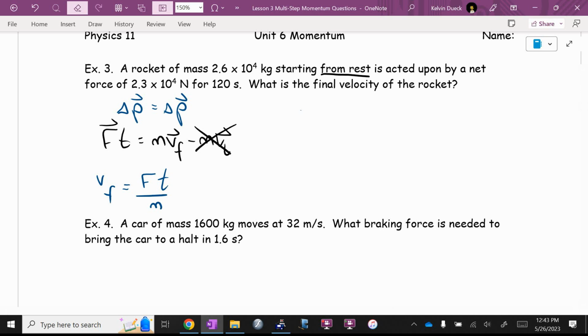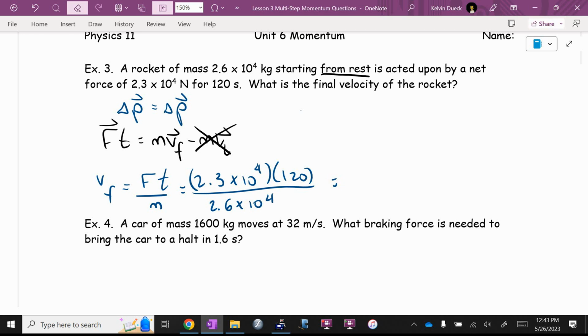I can derive it. Did they give me a force in newtons? Yep. 2.3 times 10 to the 4th. Did they give me a time in seconds? Yep. Did they give me a mass in kilograms? Yep.